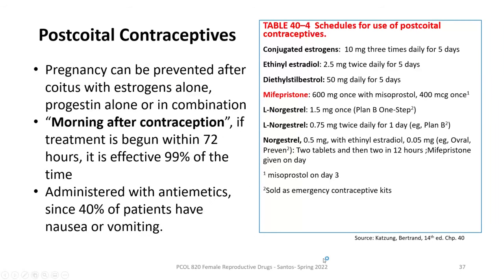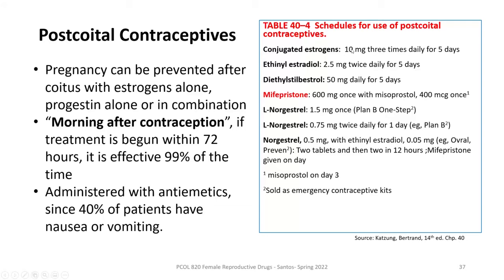There are also pills that are given after coitus, known as postcoital contraceptives, and the pregnancy will be prevented by giving estrogens alone or progestin alone or in combination. So, for example, what we know as morning-after contraception is a treatment that has to be done within 72 hours of coitus, and normally is effective 99% of the time. Many times it's administered with antiemetics, since the major complaint is nausea and vomiting.